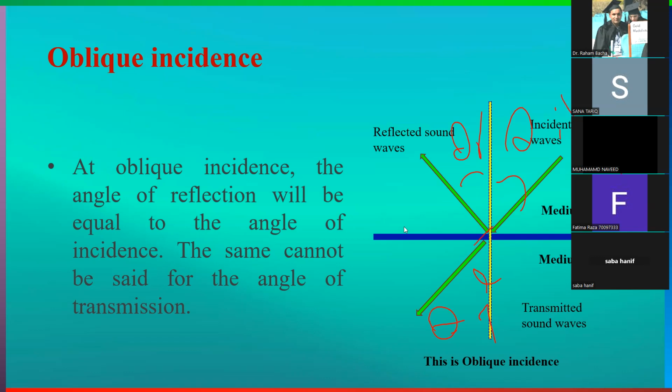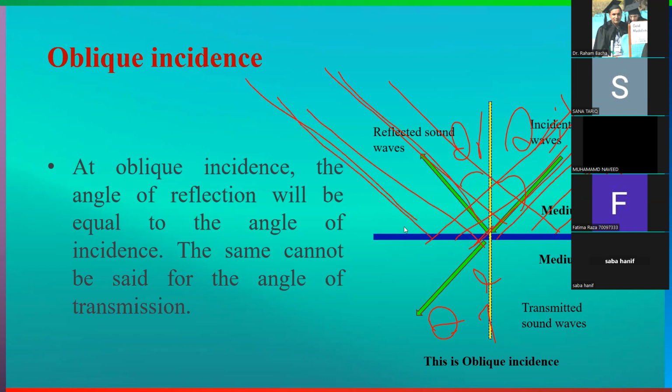For example, you have placed your transducer over here. The sound waves are generated by the transducer. They are striking the reflector in this way, and now the sound waves are reflected from here in this direction. So can anyone tell me, are these sound waves coming back towards the transducer?